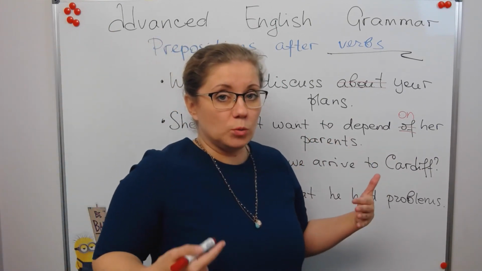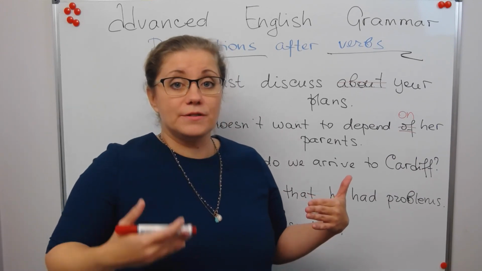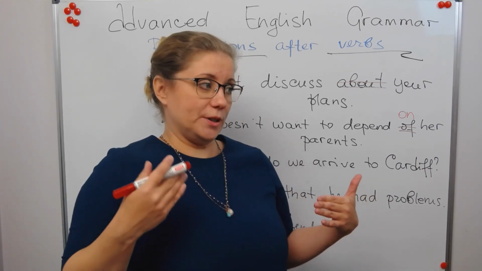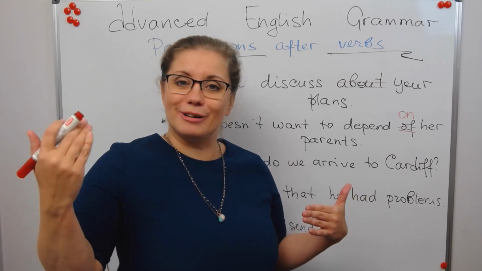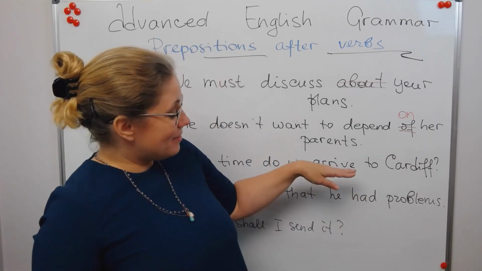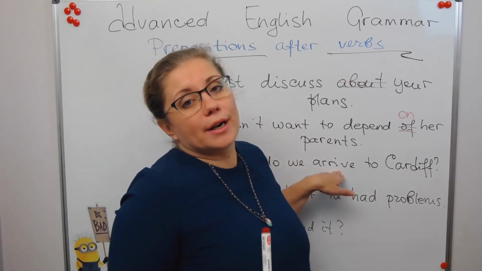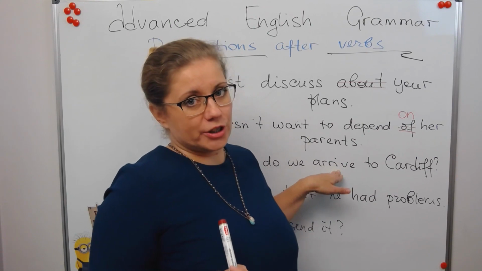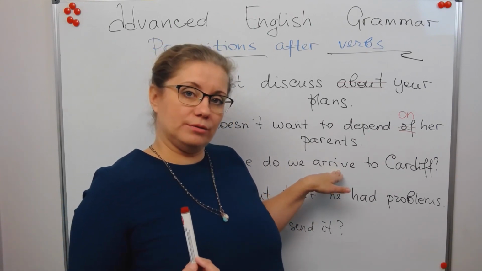So usually we use to as a preposition of direction after the verbs of movement. We say go to, come to, arrive, not arrive to, okay? Yeah? This is the trick of it. Arrive is not a typical verb of movement. It uses other prepositions after itself.